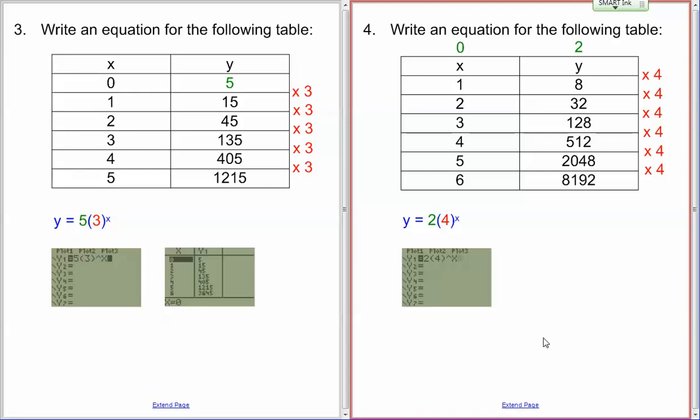Again, I can type that equation into my calculator. 2 times 4 to the power of x. Check out the table, and you see that that table does match what I've got here. 8, 32, 128, 512, when x is 1, 2, 3, and 4.